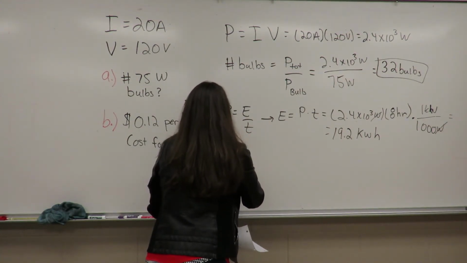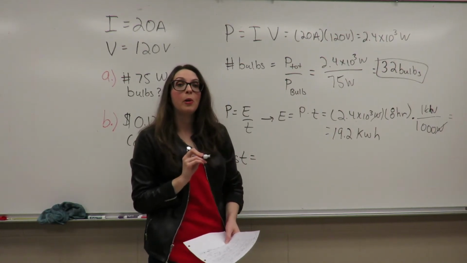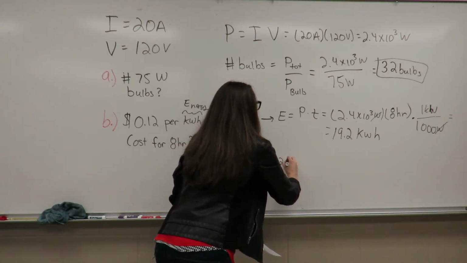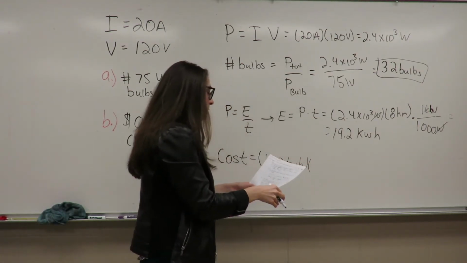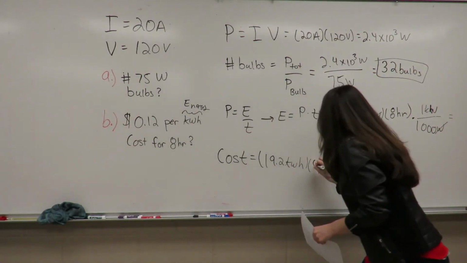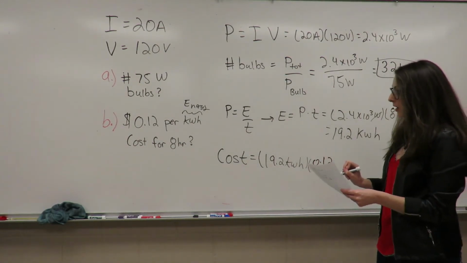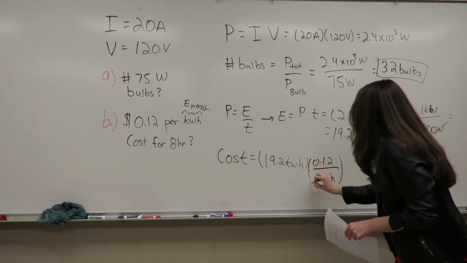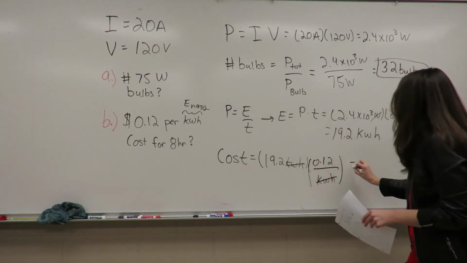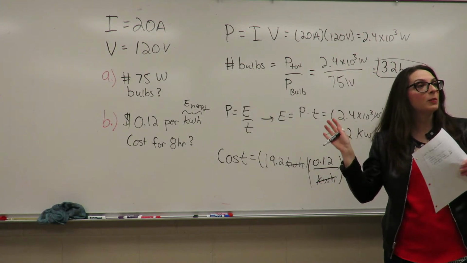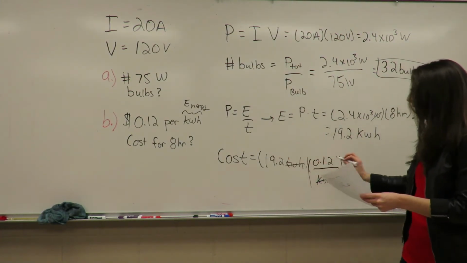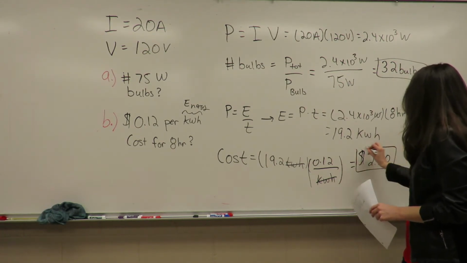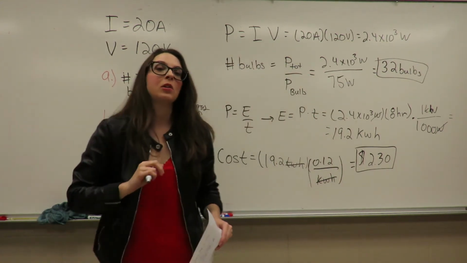Now the cost to run those bulbs for those 8 hours is going to be our 19.2 kilowatt hours times the fact that we're charged $0.12 per kilowatt hour. Okay, and so my kilowatt hour units canceled, and so the amount that I'm charged for these bulbs for 8 hours is going to be 19.2 times 0.12, so $2.30 to run all those light bulbs for 8 hours.